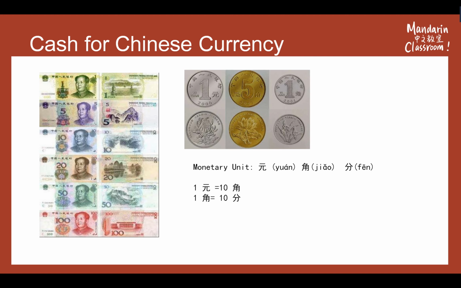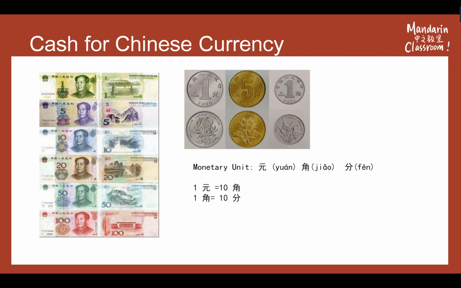Okay, for this cash, our monetary unit is yuan. But in Chinese, the right pronunciation is yuan, second tone. Okay. So actually, I heard that the country won't publish the 1 yuan note anymore. Will not. Okay. And then we could see the coins. We have 3 types of coins. The biggest one is 1 yuan. The unit is the same as the cash, yuan.